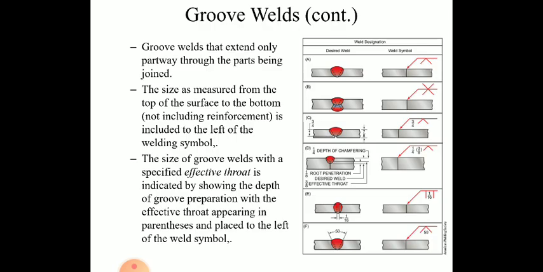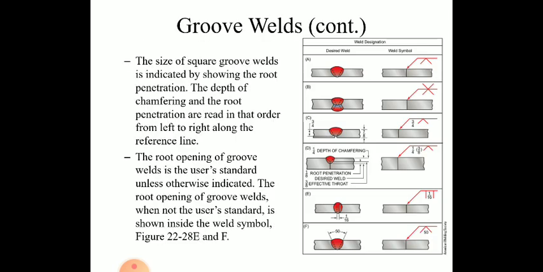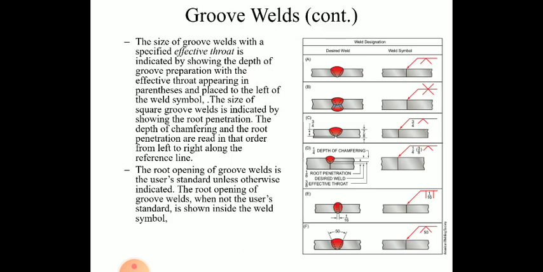The size of the square groove weld is indicated by showing the root penetration. These are the details of the groove welding which are provided in this: how effective the throat is to be, and what kind of root opening is to be performed, right? So that weld is to be symbolized by these particular symbols which are located over here.